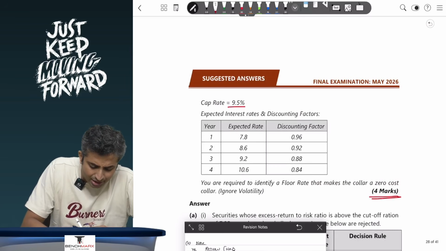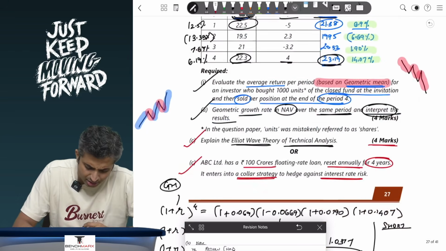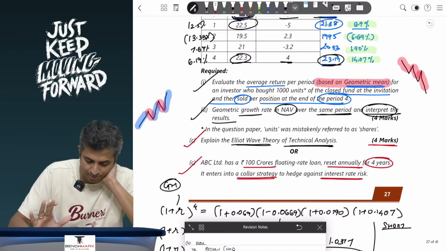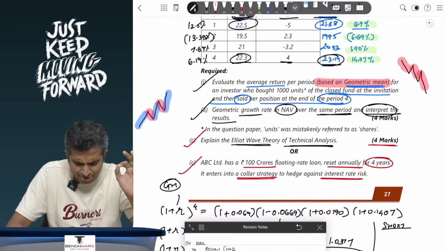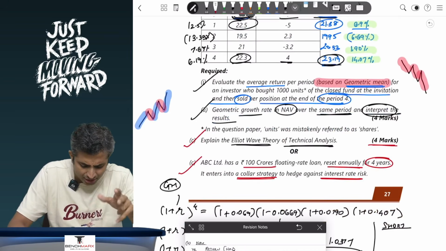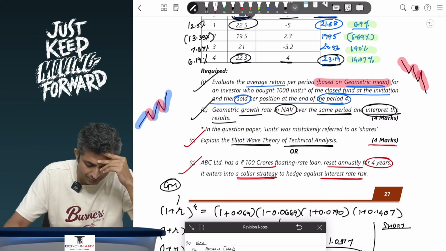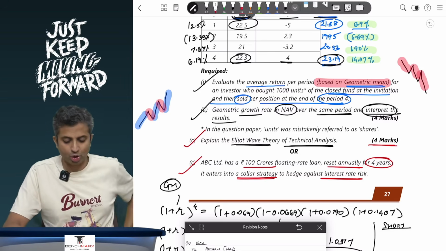The cap rate is 9.5%. Okay, so this is the cap strike price, which is given as 9.5%. Again, ABC has a 100 crore floating rate loan. It is resetting annually for a period of 4 years, and it enters into a collar strategy.